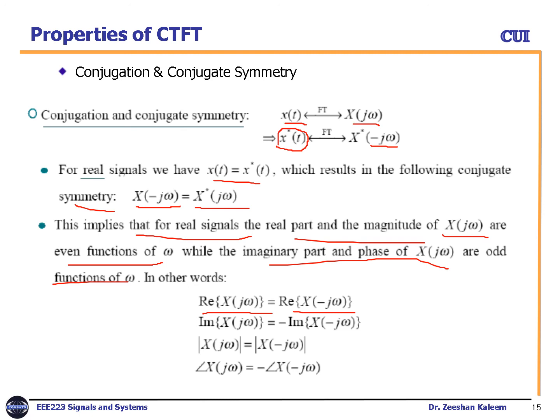Whereas the imaginary part is an odd function, so you can see that imaginary of X of j omega is equal to minus imaginary of X of minus j omega. There will be an additional minus sign here as well. For magnitude, the magnitude of X of j omega is equal to the magnitude of X of minus j omega, whereas the phase of X of j omega equals minus the phase of X of minus j omega. So this is the conjugation and conjugate symmetry property, and you can see how to find the Fourier transform of this signal as well.